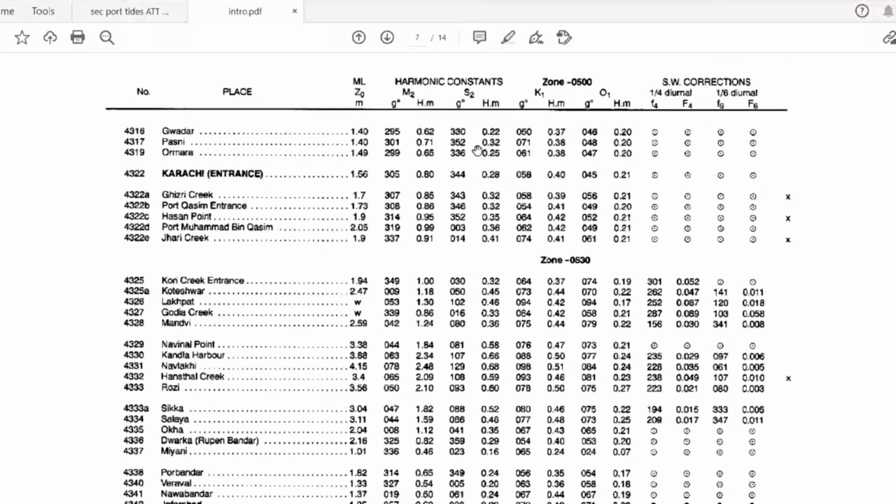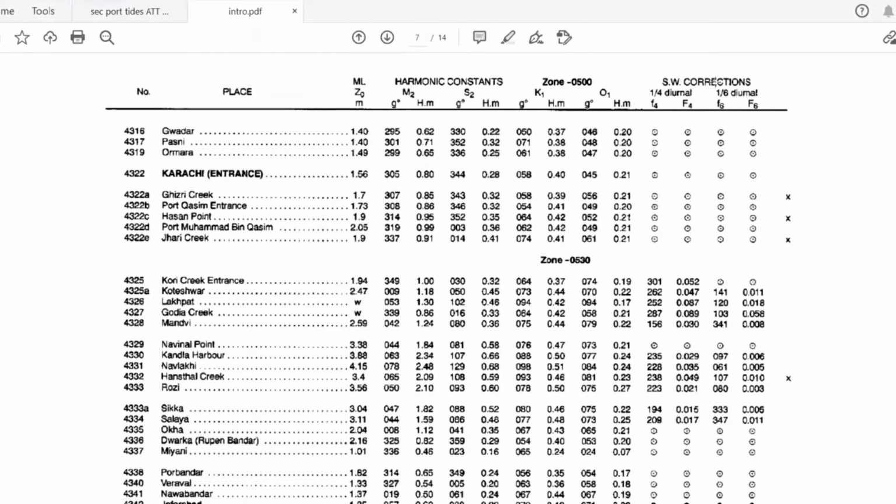Why is this happening? Because of change in declination. I'll draw a diagram and show you. Because of the change of declination, sometimes you get two high waters and two low waters, and sometimes you get one high water and one low water. So declination keeps changing, and accordingly they have to take both diurnal and semi-diurnal into account.